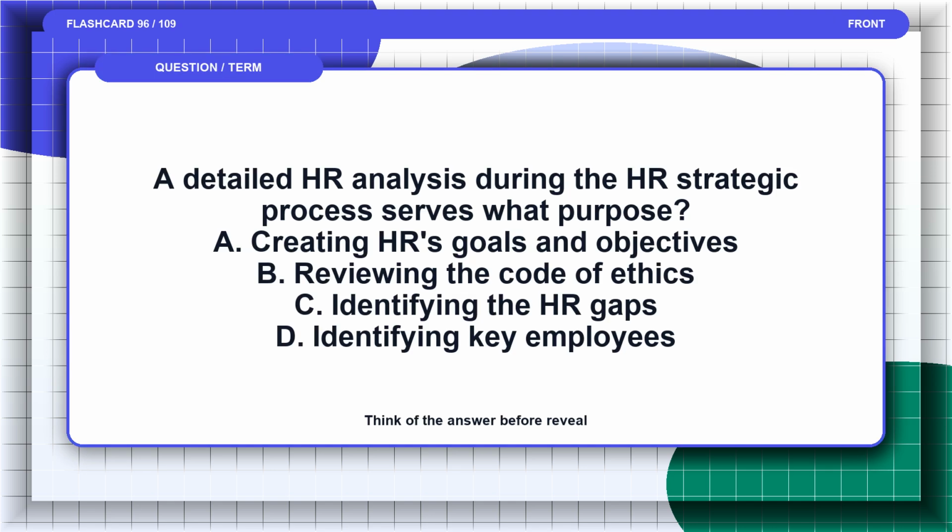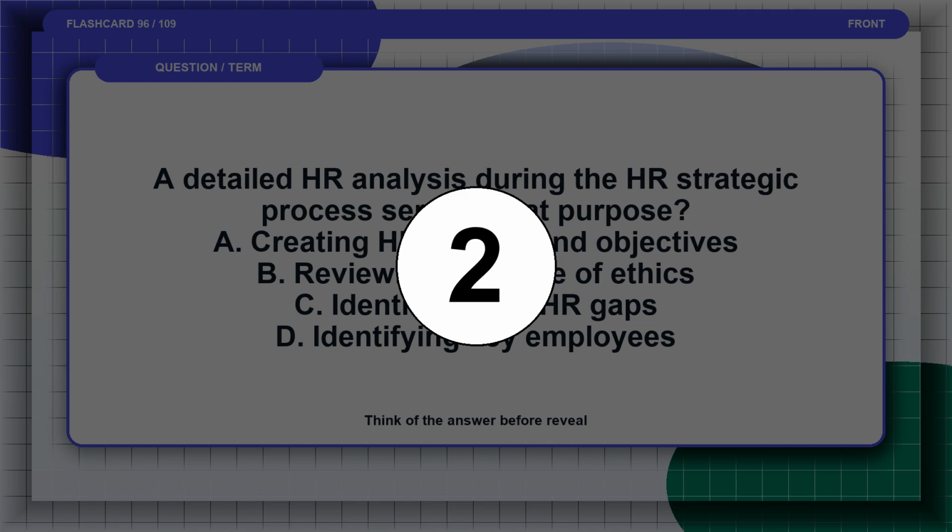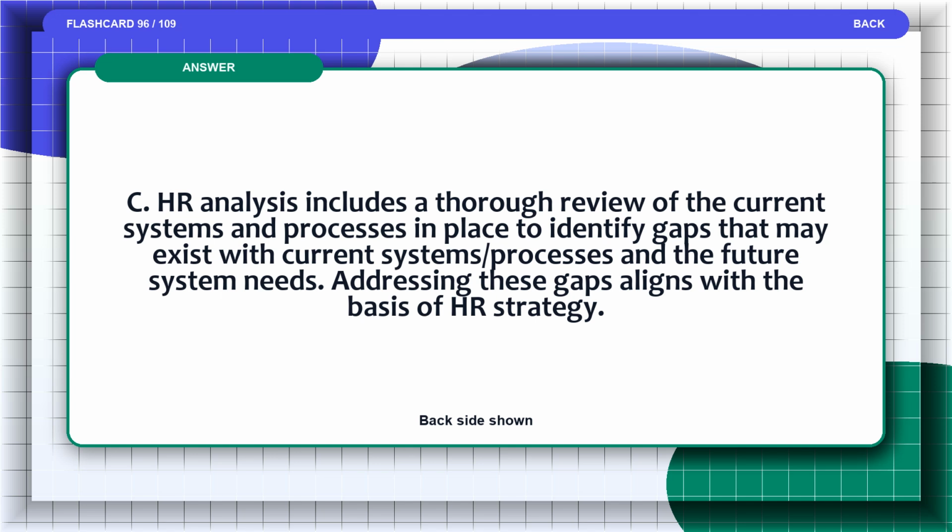Flashcard 96. A detailed HR analysis during the HR strategic process serves what purpose? A, creating HR goals and objectives. B, reviewing the code of ethics. C, identifying the HR gaps. D, identifying key employers. Pause and think of the answer before the reveal. The answer is C. HR analysis includes a thorough review of the current systems and processes in place to identify gaps that may exist with current systems and processes and the future system needs. Addressing these gaps aligns with the basis of HR strategy.